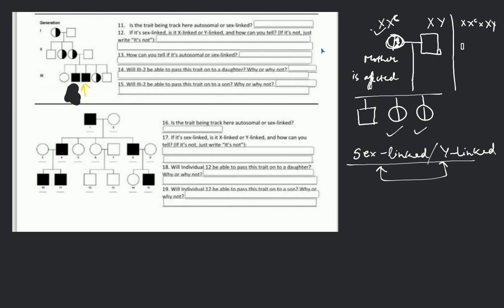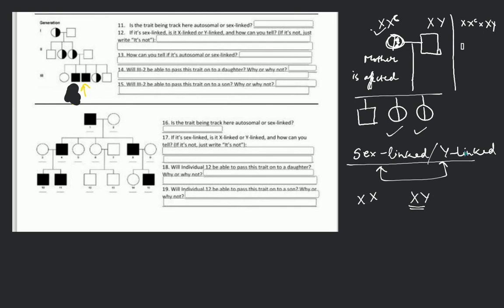Because a daughter has two chromosomes, X and X. One comes from the mother and the other comes from the father. So if the father is affected, that means both the chromosomes are affected. So the answer to this question is yes, because both 32's chromosomes are affected.